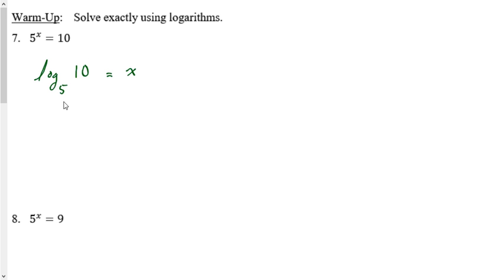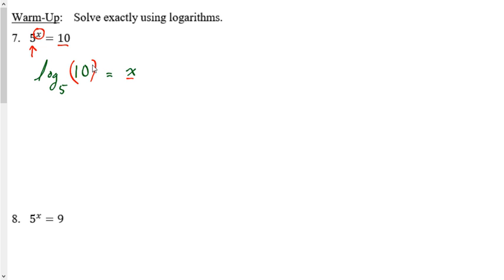And again, what a logarithm says is, if I was to rewrite this 10 as a power with the base of 5, the exponent would be x. If I was to take this 10 and rewrite it as a power where the base is 5, the logarithm tells me the exponent is x. So there we have an exact value answer.